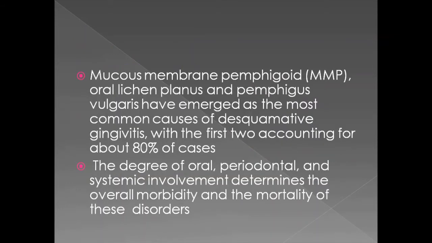Out of all these, mucous membrane pemphigoid and oral lichen planus constitute about 80% of the cases. Mucous membrane pemphigoid, oral lichen planus and pemphigus vulgaris have emerged as the most common causes of desquamative gingivitis. That is, most of the cases, 80% of the cases, might be those of mucous membrane pemphigoid or oral lichen planus. The degree of oral, periodontal and systemic involvement determines the overall morbidity and mortality of the disease.